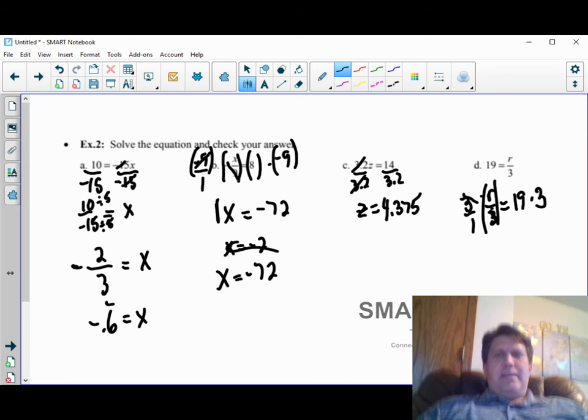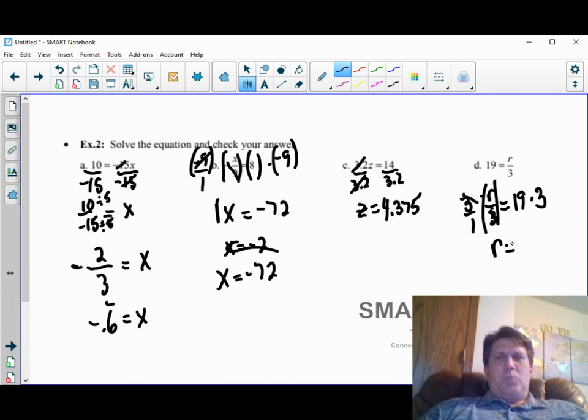This 3 divides by that 3. It gives me just 1r. On the other side, it gives me 19 times 3. It gives me 57. Again, you can check that if you have a calculator. 19 times 3, 57.